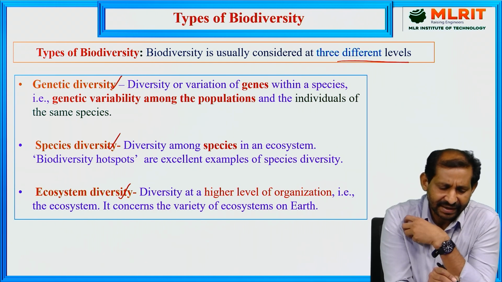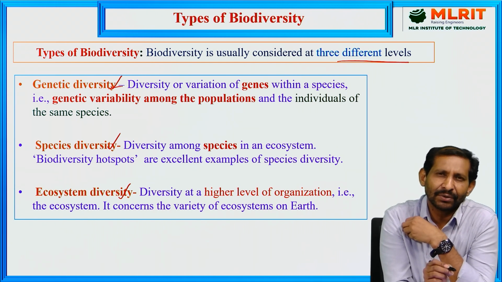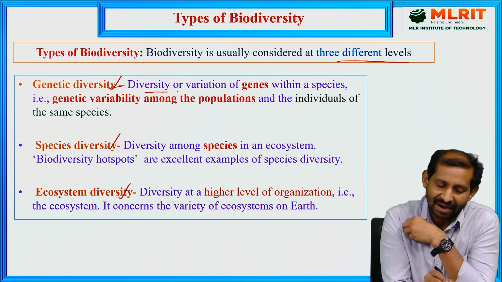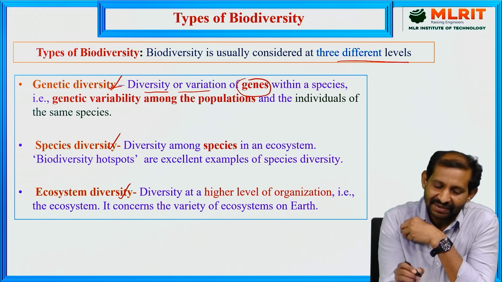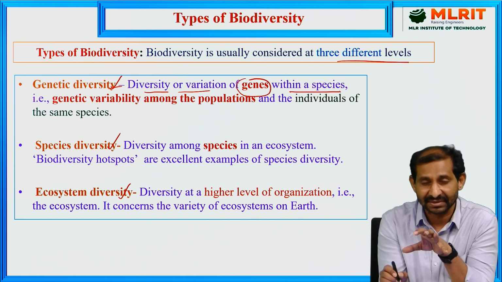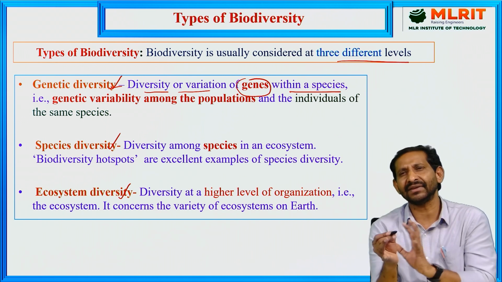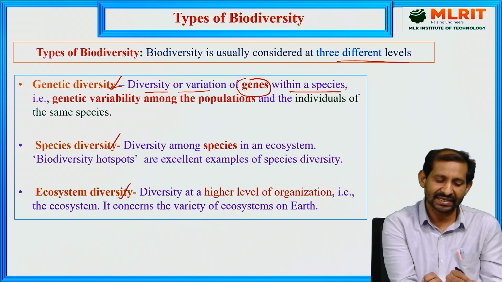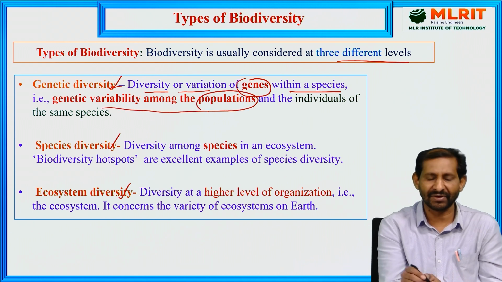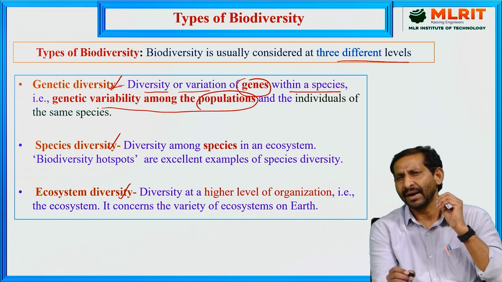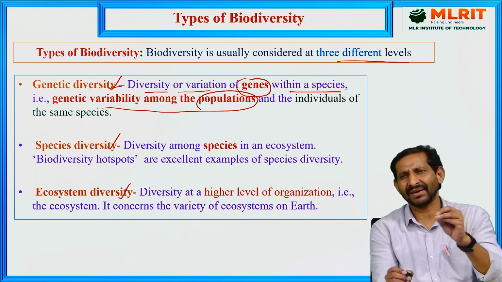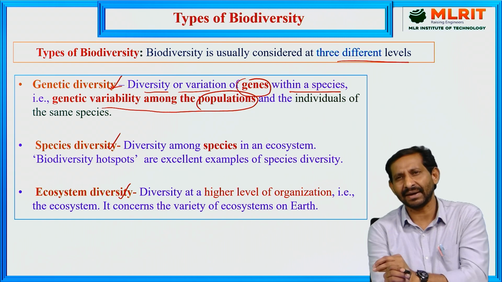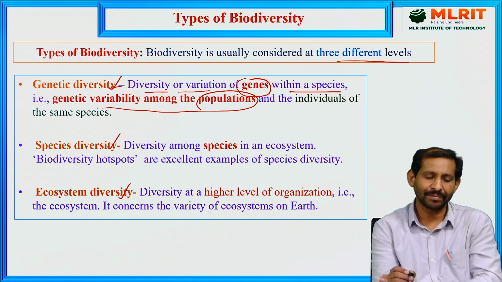Now coming to genetic biodiversity. As the name itself says, genetic biodiversity means the diversity or variation that comes from the genes within a species. Generally it is the genetic variability among a population of living organisms like plants, animals, microorganisms, algae, fungi and bacteria. Any such genetic variation is classified under genetic biodiversity.